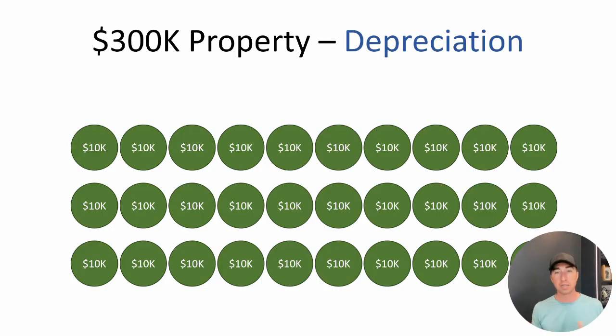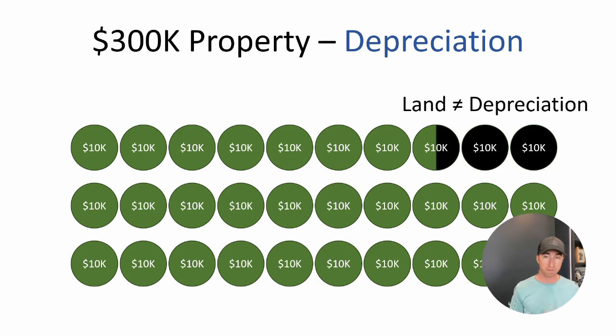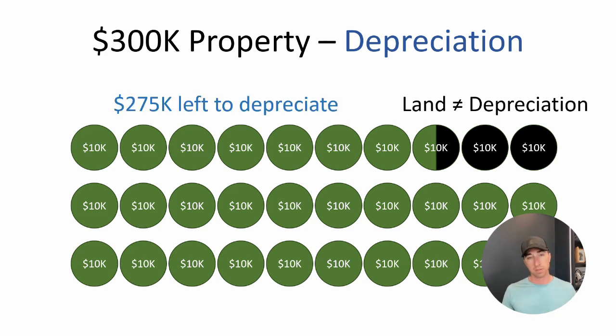Let's break it down to show you, for that same property that you bought for $300,000, how the depreciation works. The first thing you need to realize is that land does not depreciate. According to the IRS, land is land is land, so you're not going to be able to depreciate that aspect. You can only depreciate the improvements that you put on the land. In this case, let's say the land value is $25,000, so what we're left with is $275,000 that we're able to depreciate.